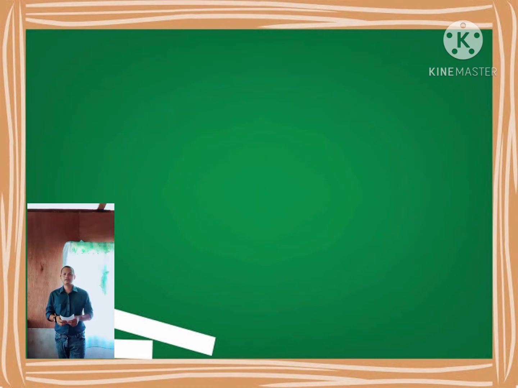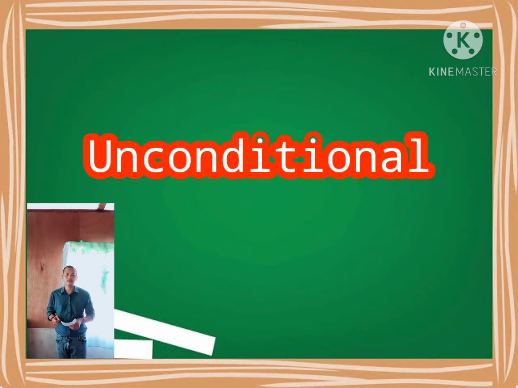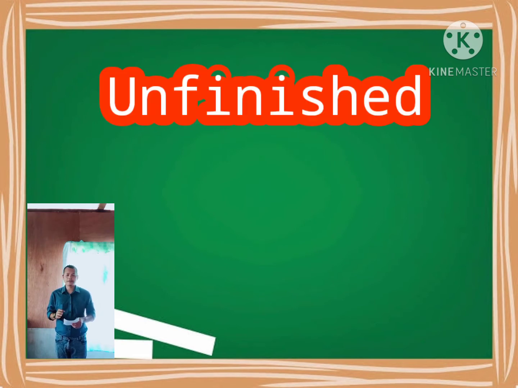So, I have here an example of prefix. First is unconditional. The prefix is un, and the root word is conditional. Next is unfinished. The prefix is un and the root word is finished.